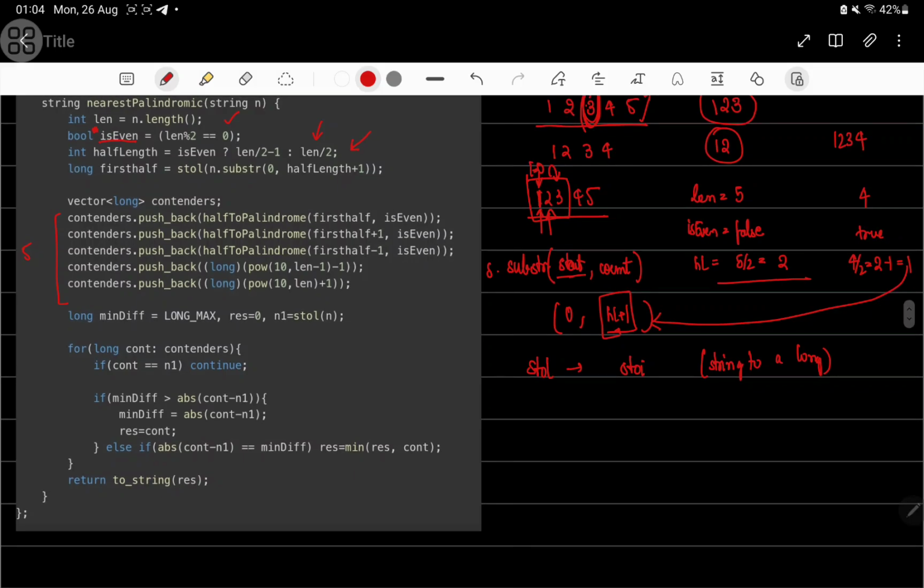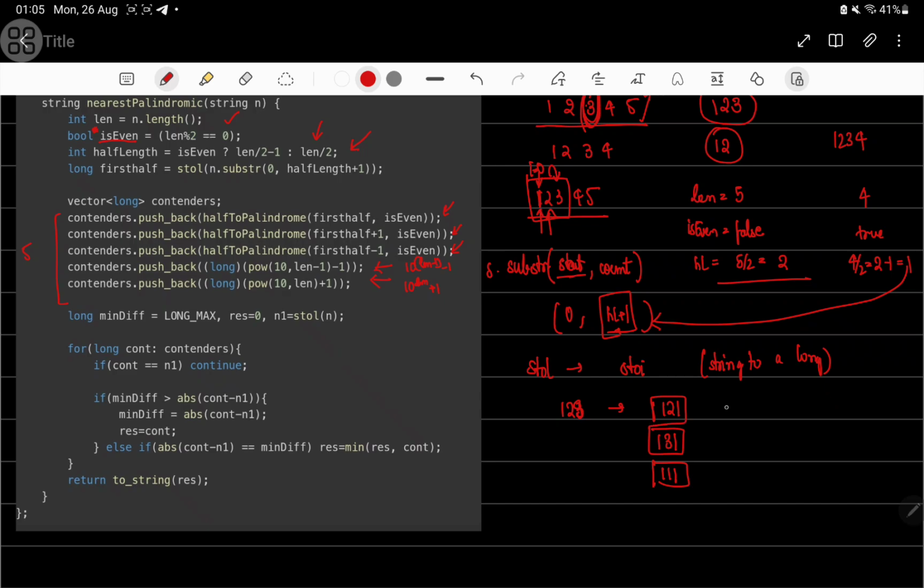And then we push all the 5 contenders into it. These 2 contenders we have discussed. It is 10 to the power of length minus 1, why, it was discussed before. 10 to the power of length plus 1 is considered. Now this one and this one are the 3 variables that we need to again put as contenders. These are like for 1 2 3 or 1 2 9, the first one would become 1 2 1, the second one would become 1 3 1, the third one would become 1 1 1. So these 3 contenders would be put in.